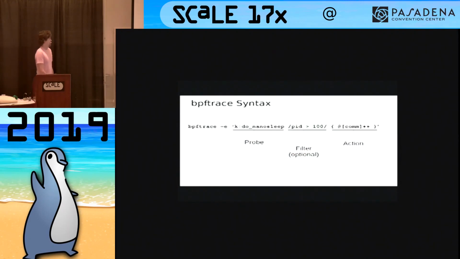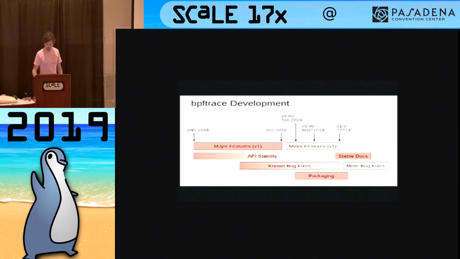The syntax of BPF trace is inspired by many things from the past, like awk and dtrace and systemtap and C. So I've got my probe event, kprobe do_nanosleep, an optional filter, and then an action. Here I'm saying frequency count comm, which is the process name, and plus plus.